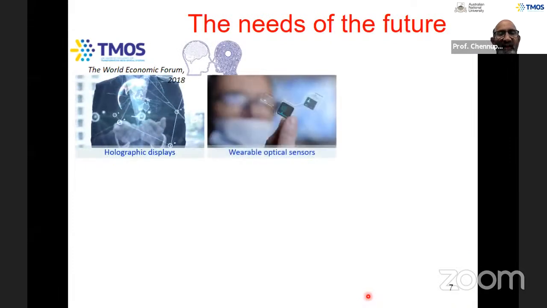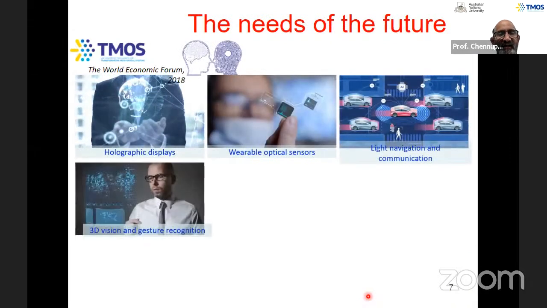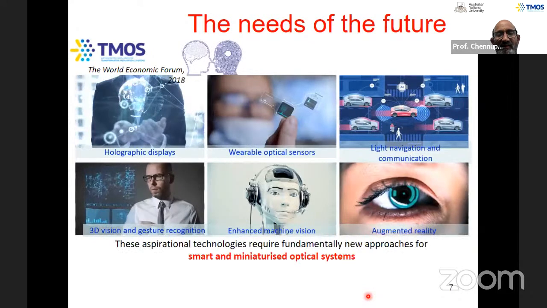Again, the World Economic Forum identified in 2018 some technologies which are really needed for the future of society. They're talking about holographic displays, wearable optical sensors, and light navigation and communications using technologies like LiDAR, and also 3D vision and gesture recognition, enhanced machine vision and augmented reality. All these technologies require smart miniaturized optical systems, and you really need to develop fundamentally new approaches.